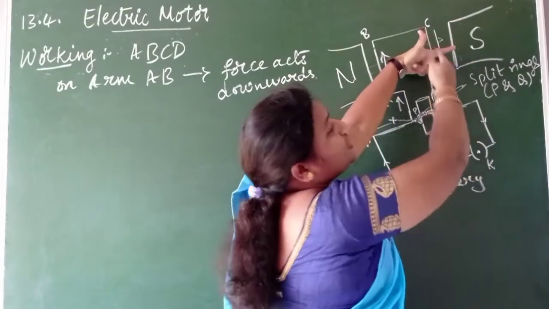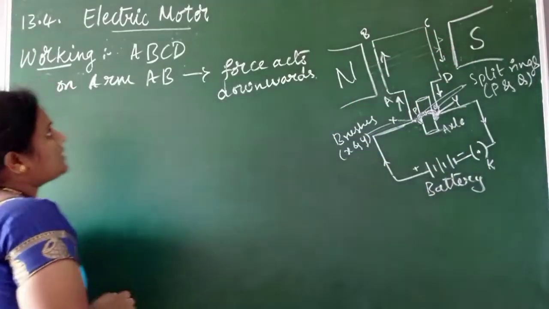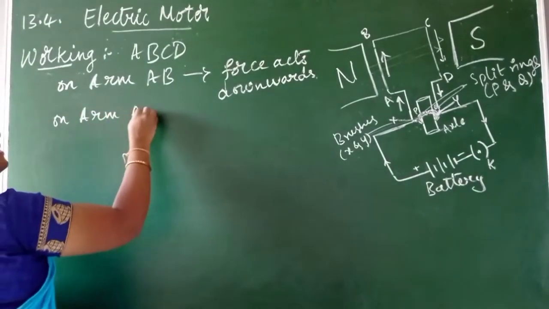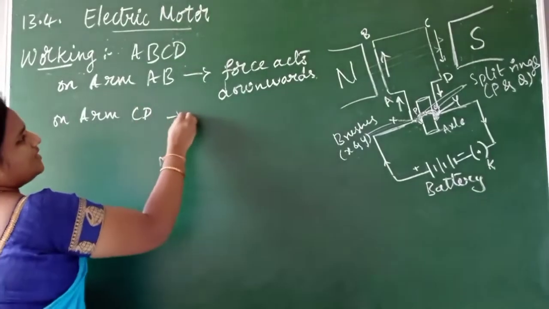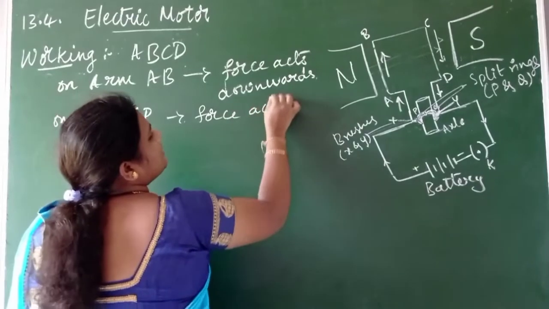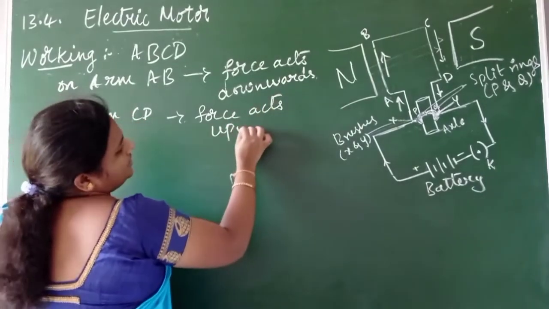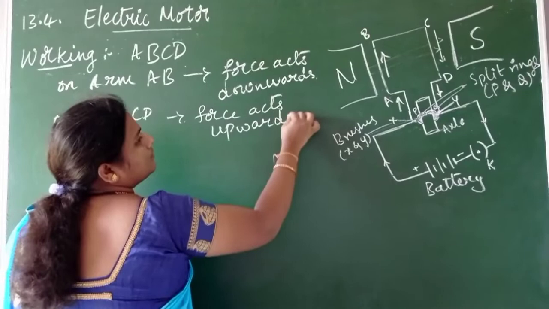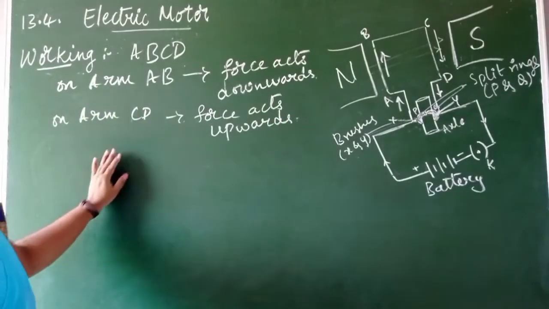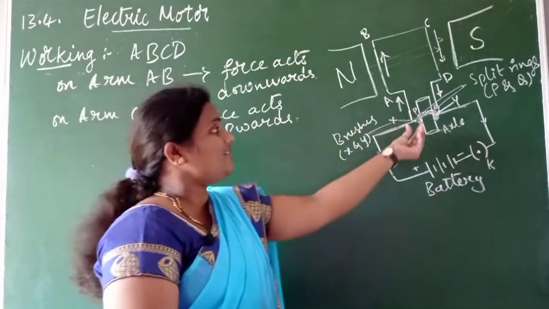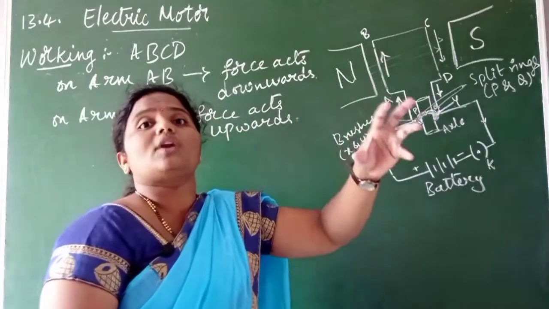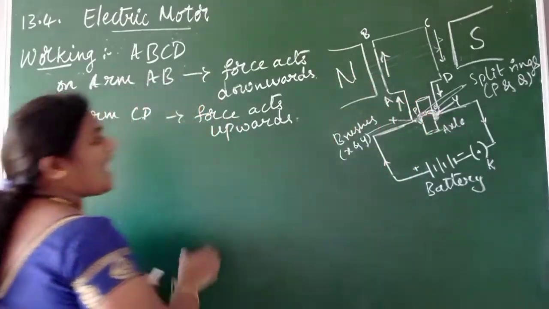And where is the force, children? It is acting upwards, which means on arm CD, the direction of the force is upwards, isn't it? This will continue, and here the coil and an axle which is mounted freely at a point will turn about an axis, that is at half rotation.